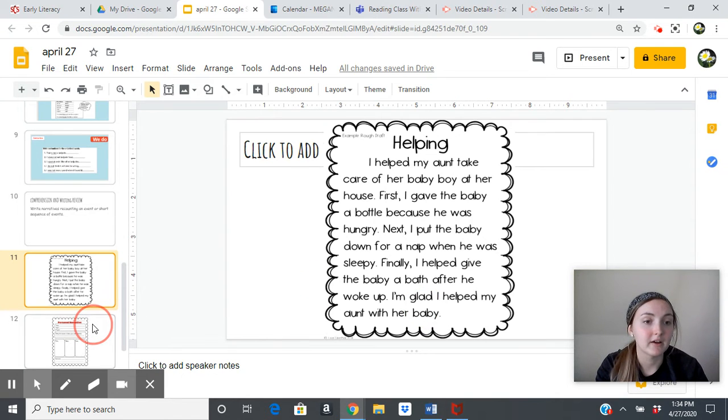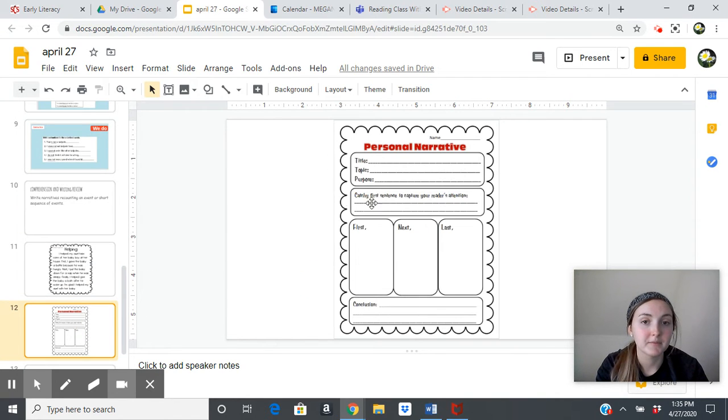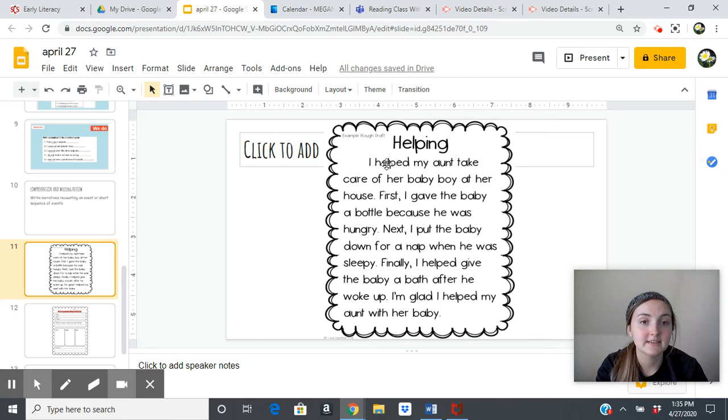So I'm going to point out a few parts from here that you can see in this narrative. The first sentence: I helped my aunt take care of her baby boy at the house. Right after reading that first sentence, I know what this narrative is about. If you didn't just say helping, because that's what the topic was, they gave an example. So it says who, her aunt, taking care of her baby boy at her house. Now it says first I gave the baby a bottle. It says next and finally.